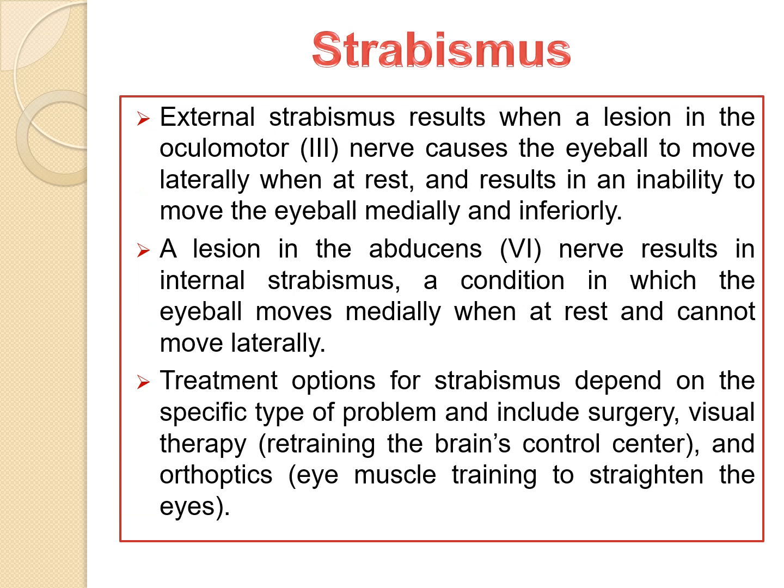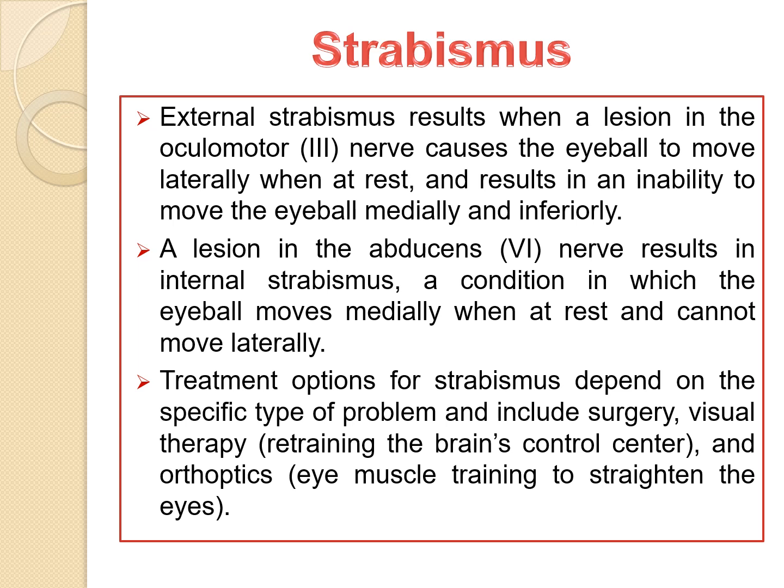External strabismus results when a lesion in the oculomotor nerve, that is the third nerve, causes the eyeball to move laterally when at rest and results in an inability to move the eyeball medially and inferiorly. Whereas a lesion in the abducens nerve results in internal strabismus. Remember this point. A lesion in the oculomotor nerve results in external strabismus, whereas a lesion in the abducens nerve results in internal strabismus.